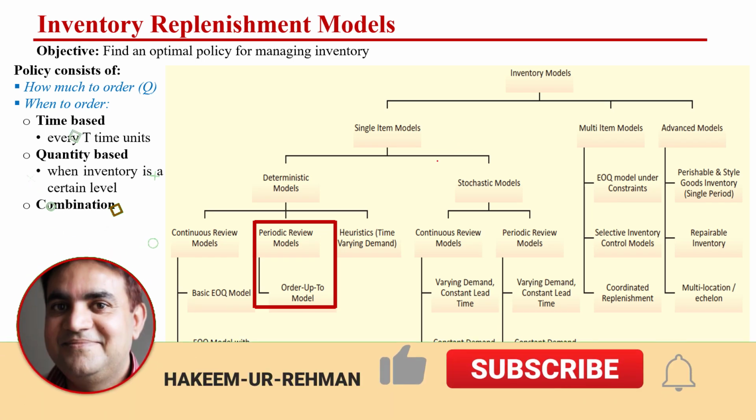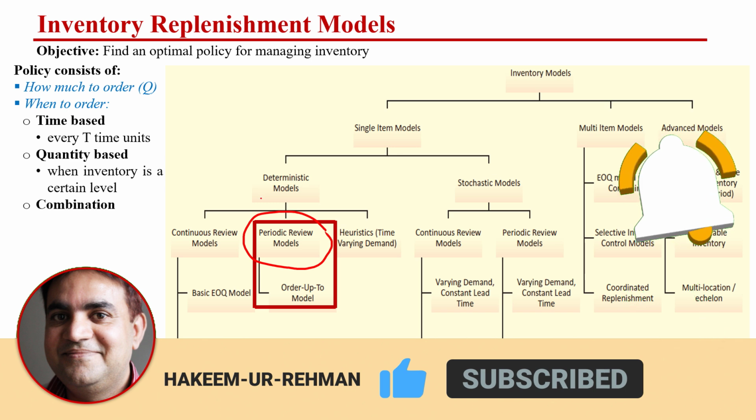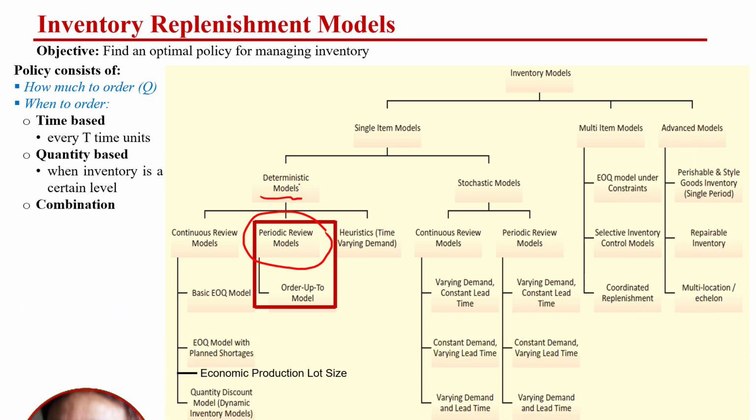Welcome. In this video lecture, I am going to talk about a periodic review model when we have deterministic demand. So till now, we have discussed the inventory model for the single SKU, the single item, when the demand is deterministic, and the continuous review model in which we discussed basic EOQ, planned shortages, economic production lot sizing, as well as the quantity discounts.